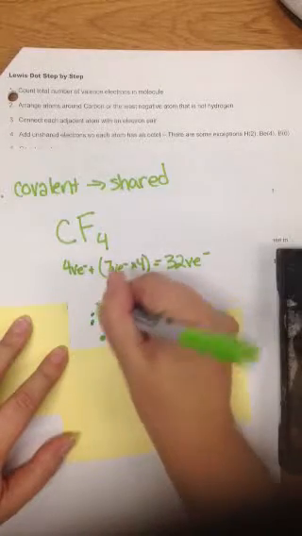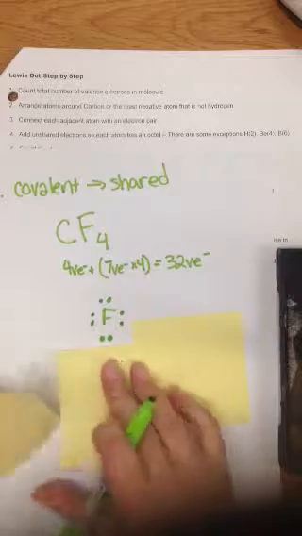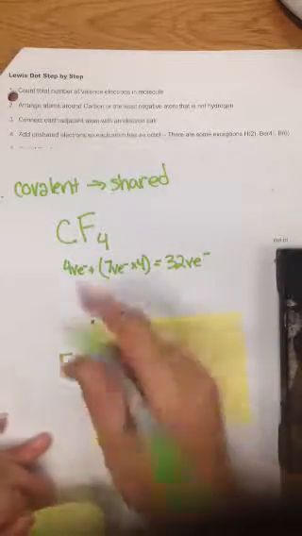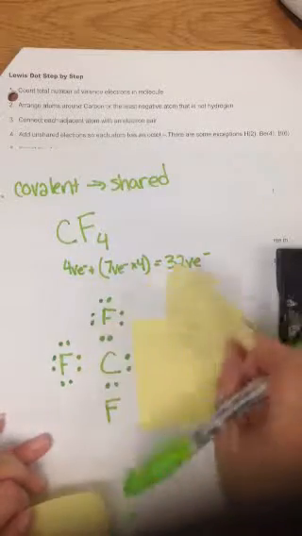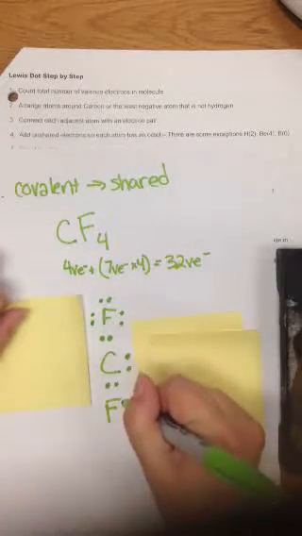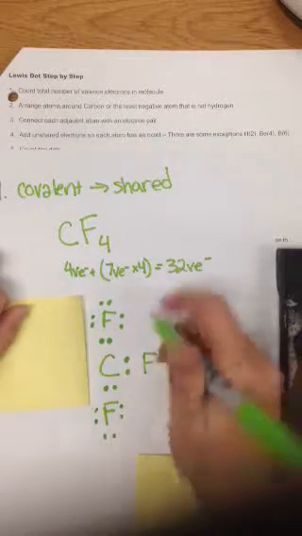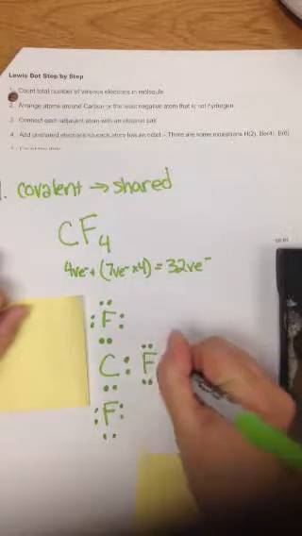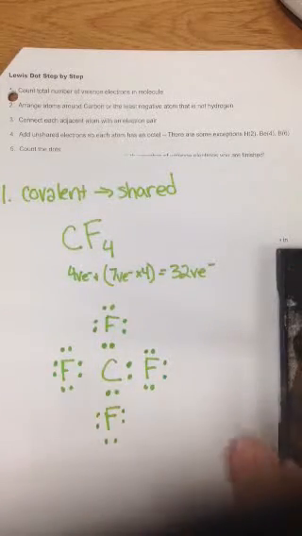It wants 8, so we're going to put 8, and we're just going to make sure it has 8. We're going to do the same thing for each fluorine. This fluorine only has 2, so we make sure it has 8, because an octet is what every atom wants. This one only has 2, so we make sure it has 8. And this one only has 2, so we make sure it has 8. So, ladies and gentlemen, there's the Lewis structure. Now let's see, we're not quite done.